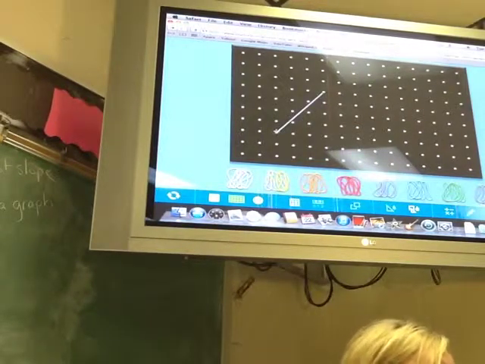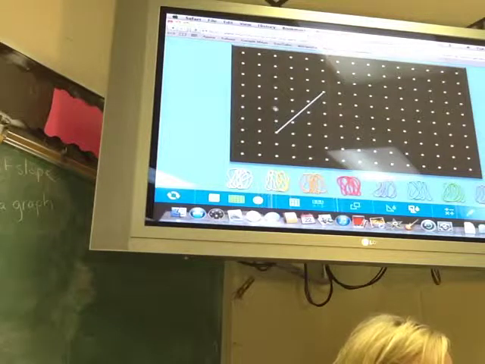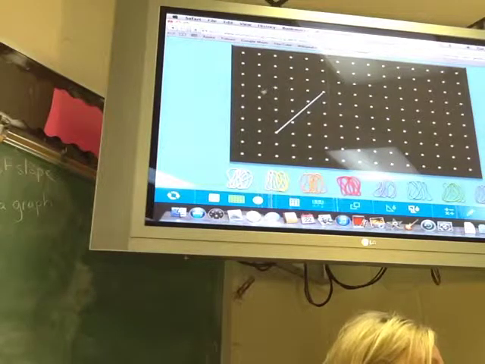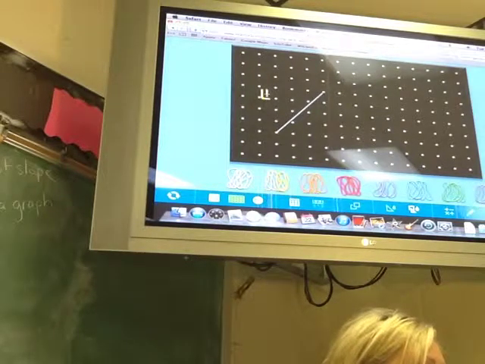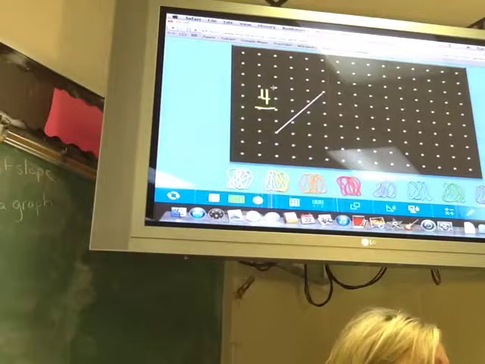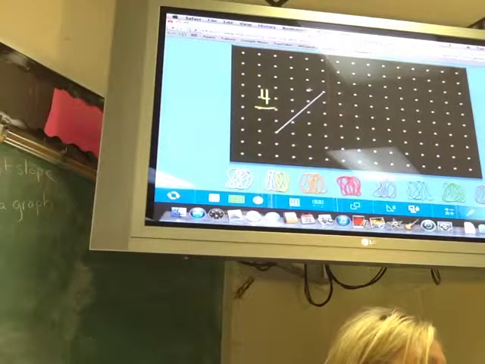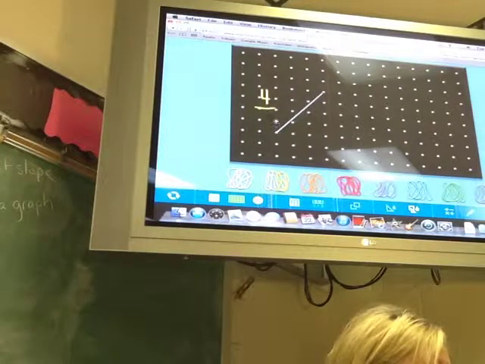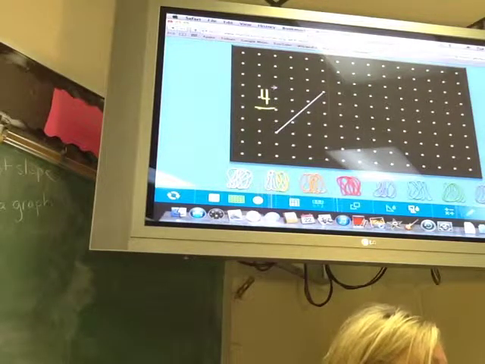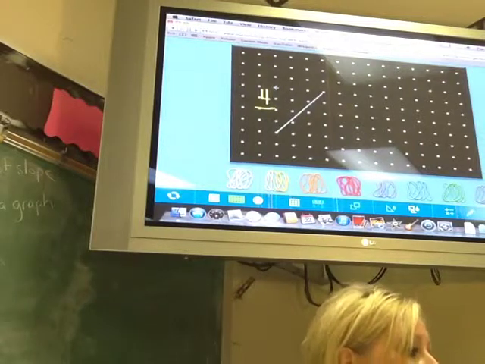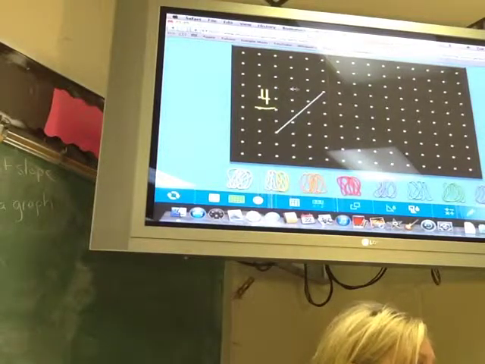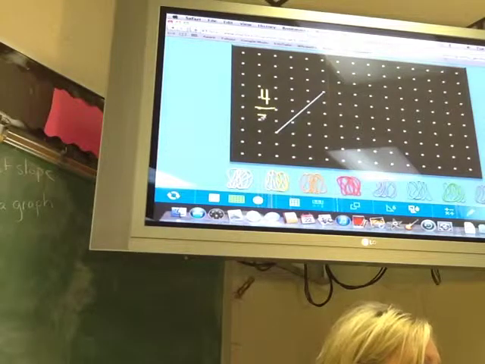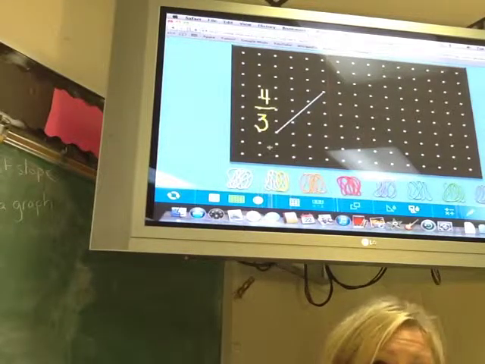So how many pegs do I have to rise up? Oh, we're supposed to be doing rise up 4. I'm just showing you an example right now. And then run over. How many? I had to rise up 1, 2, 3, 4 pegs. Now I need to run over to get that other peg. 1, 2, 3. So right there, my slope is 4/3.